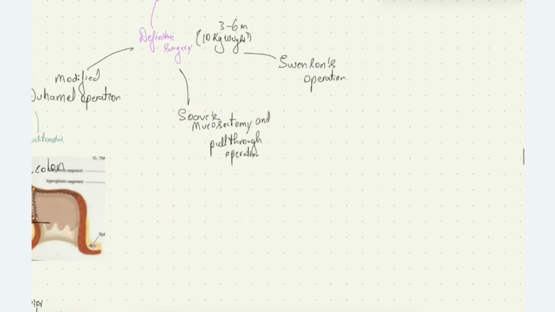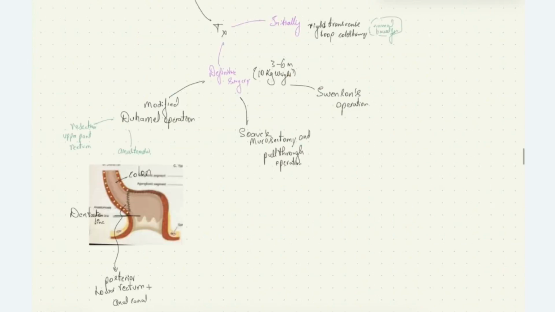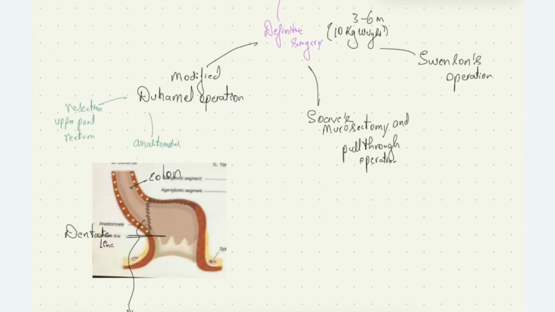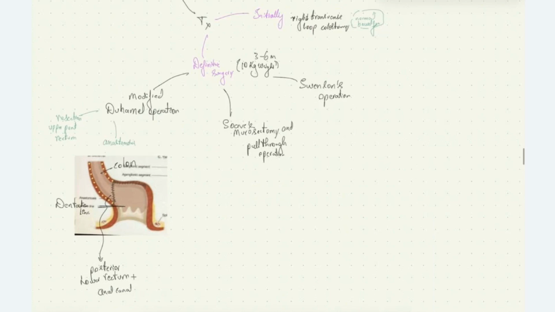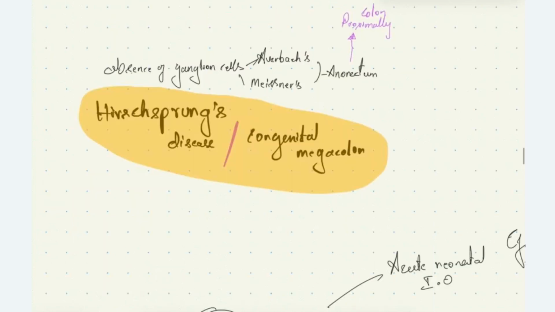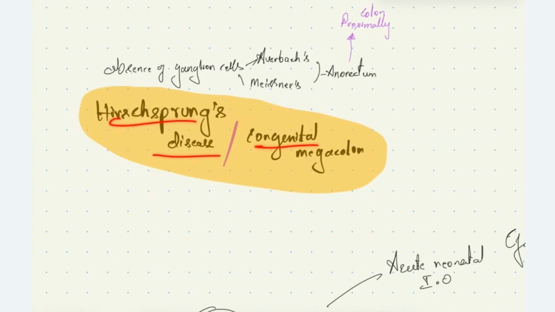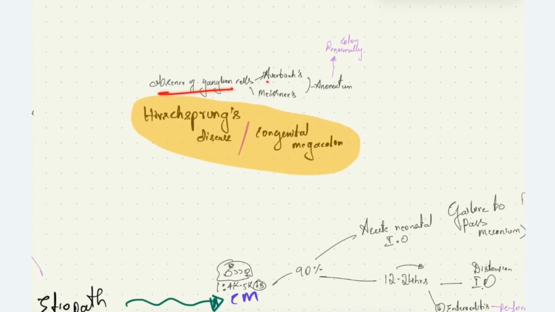Then we have Soave's mucosectomy and pull-through operation as an alternative procedure to the modified Duhamel operation. To summarize, Hirschsprung disease or congenital megacolon is characterized by absence of ganglionic cells in Auerbach's and Meissner's plexus in the anorectum, which can involve the proximal colon also.